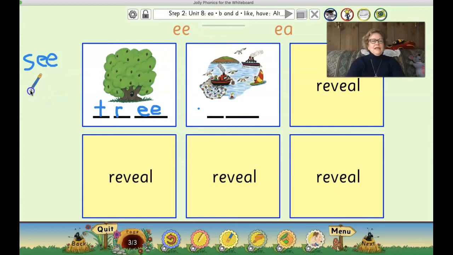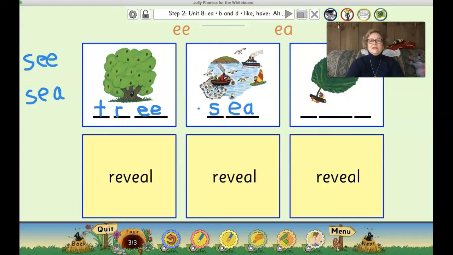But when I write S-E-A, it's like the ocean. So I think that's the one we need to write here. S-E. And do you notice that my lines are different sizes? Here's a short one and here's a long one. Any idea why this one is longer? If you said because I need two letters for my sound, you are absolutely right.